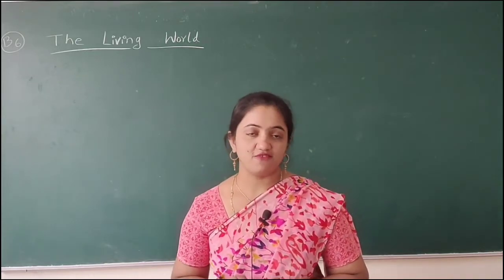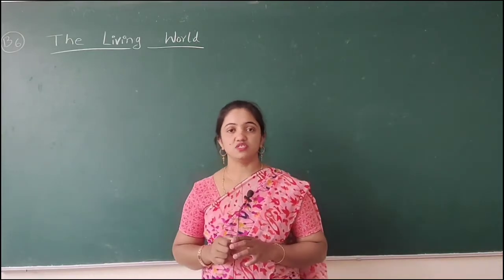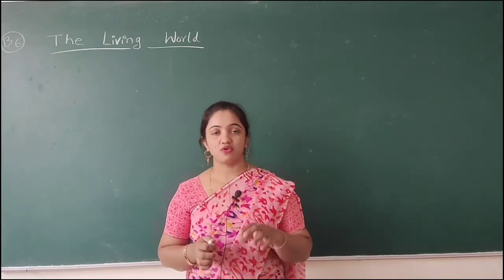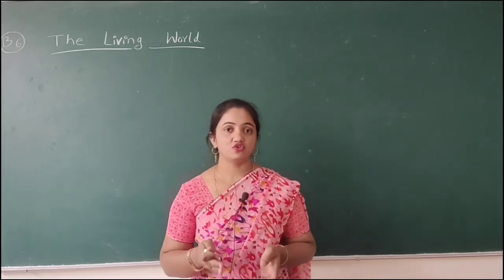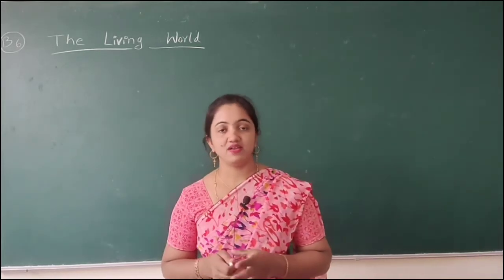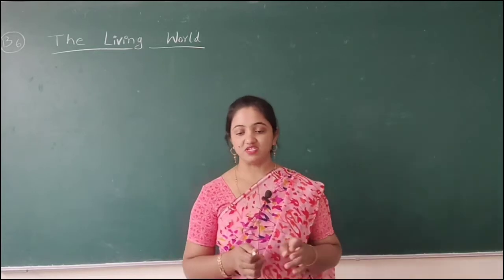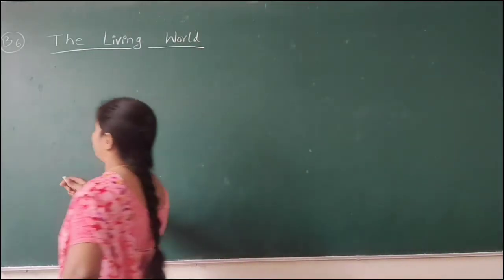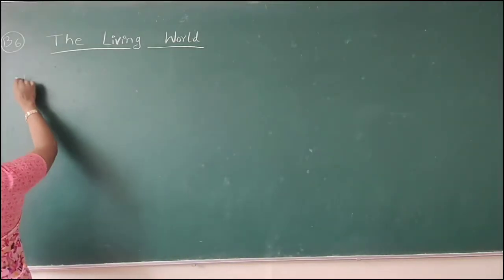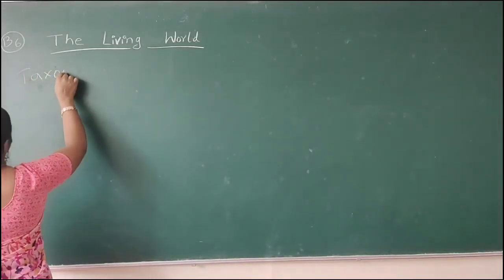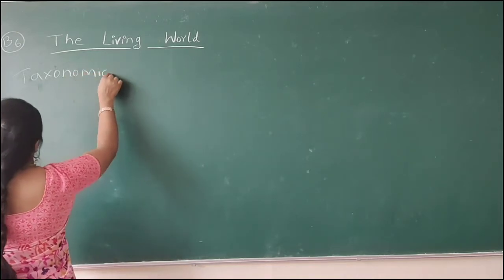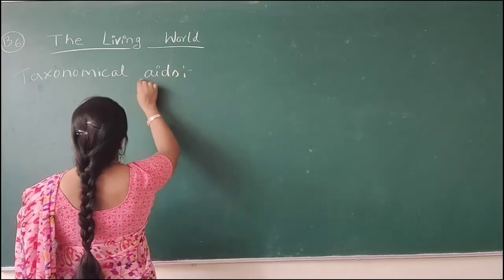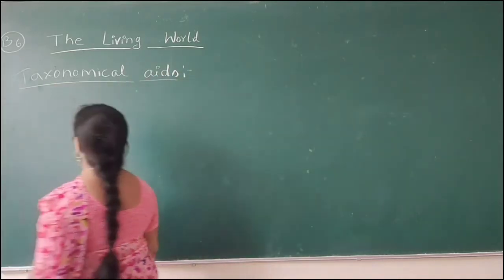So you have to go through all those systematic positions of all those 4 organisms, meaning man, housefly, mango and wheat. Okay, so we'll start the next concept of this chapter, that is taxonomical aids. So what is taxonomical aids?